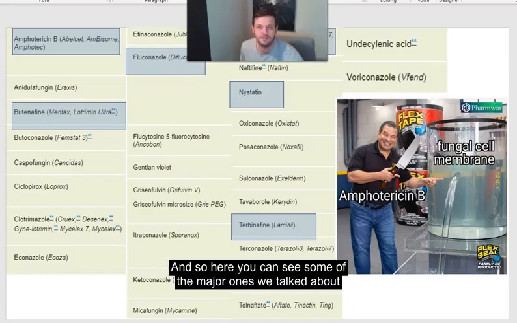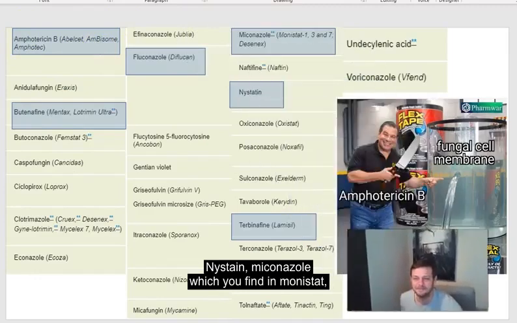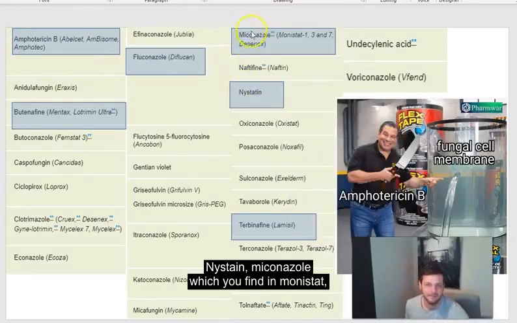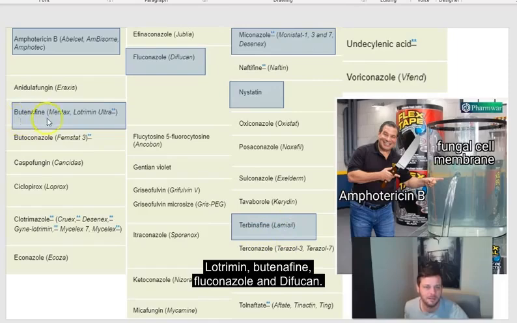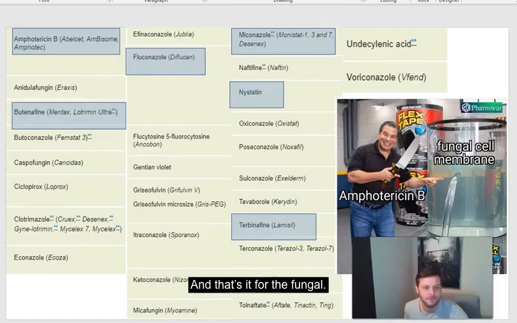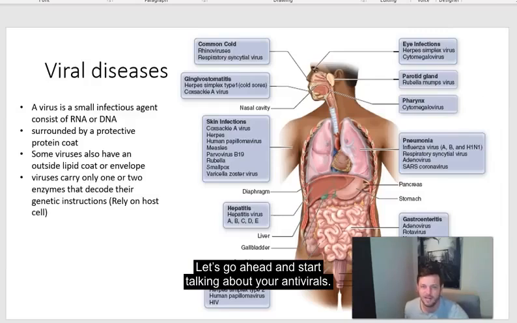And so here you can see some of the major ones we talked about, amphotericin B, and then the non-generic name. Niacin, miconazole, which you find in Monistat. Your terbinafine, which you find in Lamisil. Lotrimin, butenafine, fluconazole, Diflucan. And that's it for the antifungals. Let's go ahead and start talking about your antivirals.